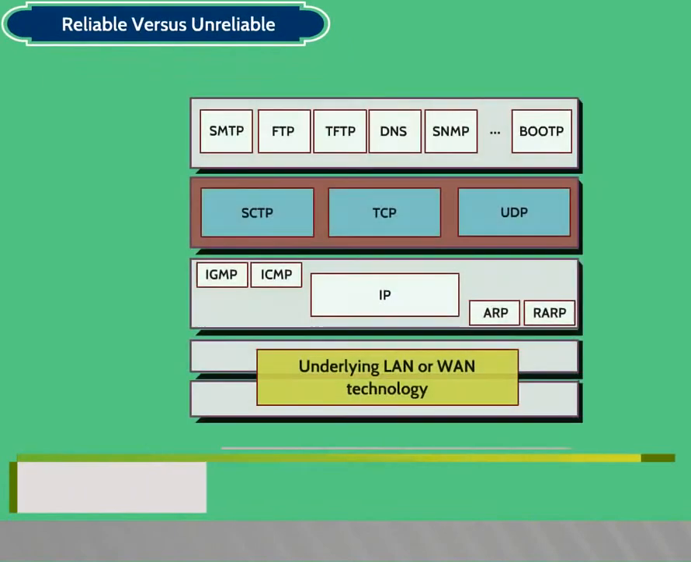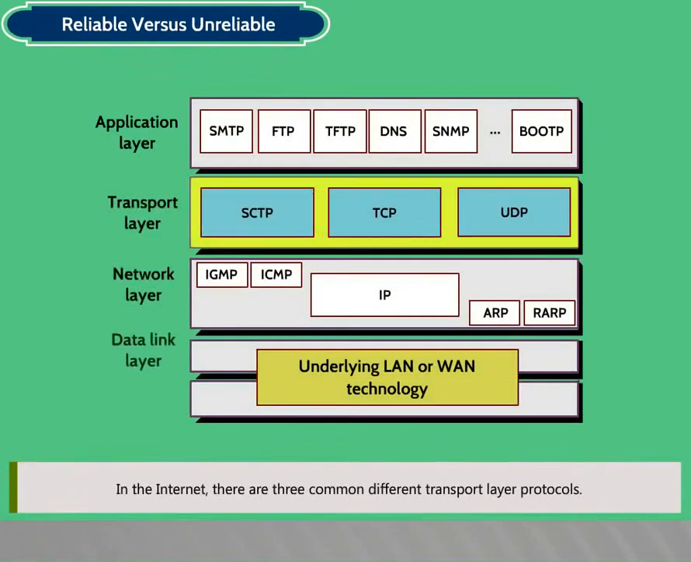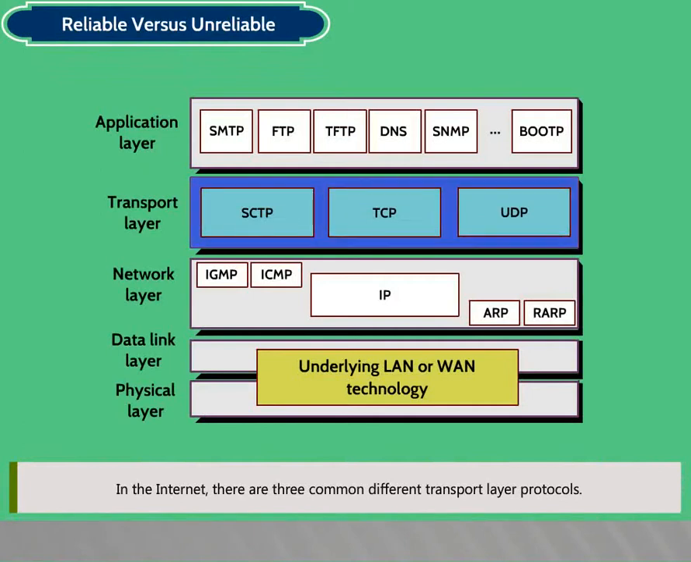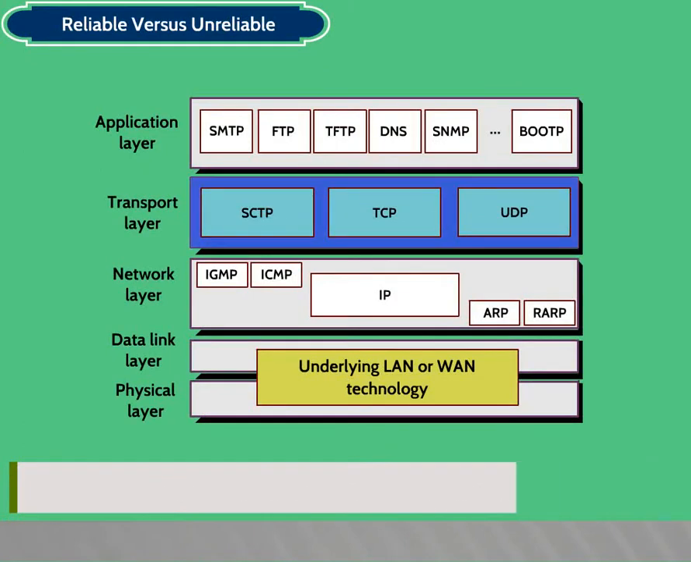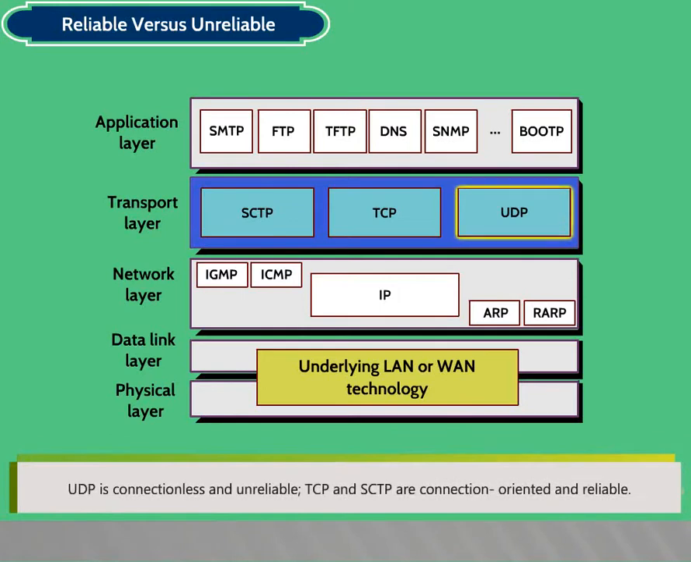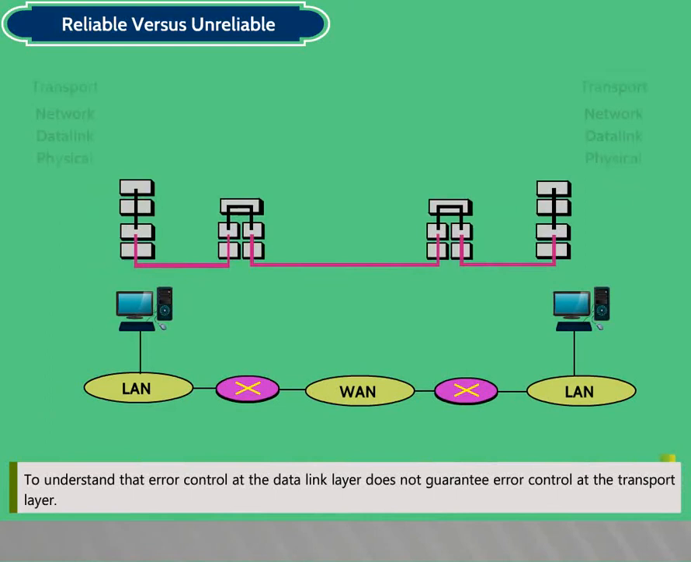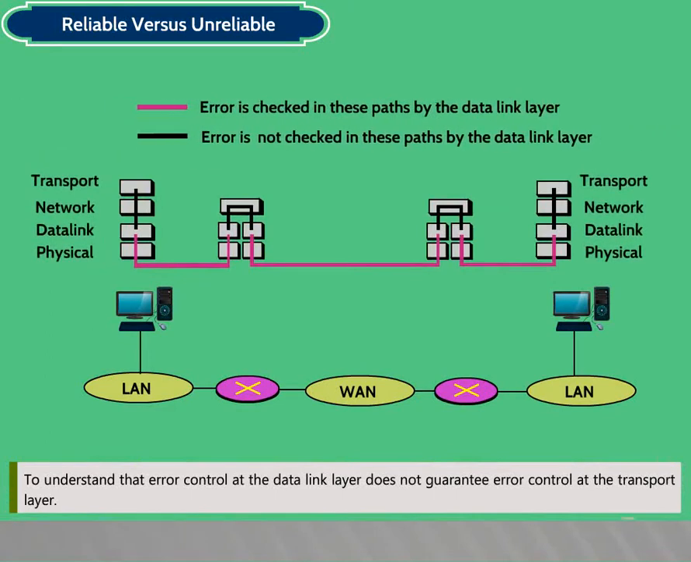Reliable versus unreliable. In the Internet, there are three common different transport layer protocols, as we have already mentioned. UDP is connectionless and unreliable. TCP and SCTP are connection-oriented and reliable. To understand that, note that error control at the data link layer does not guarantee error control at the transport layer.